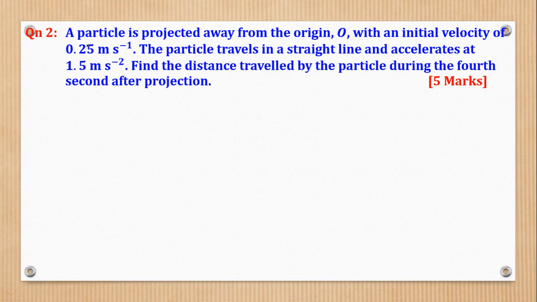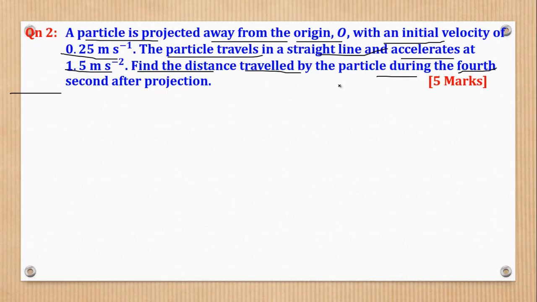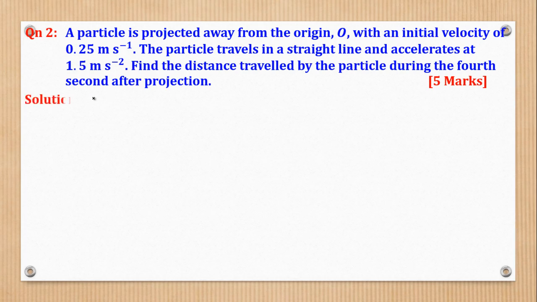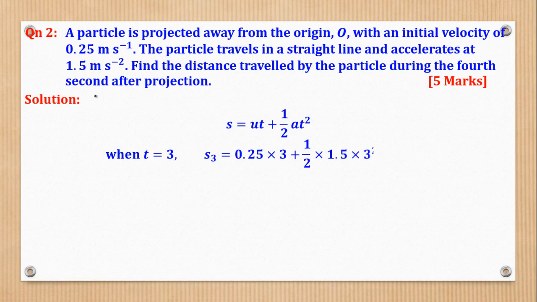Then question 2 says, a particle is projected away from the origin O with an initial velocity of 0.25 meters per second. The particle travels in a straight line and accelerates at 1.5 meters per square second. Find the distance traveled by the particle during the 4th second. Note this word, during the 4th second after projection. During the 4th second means the distance moved from t equal to 3 up to t equal to 4.